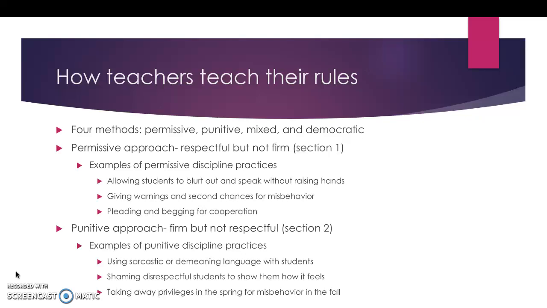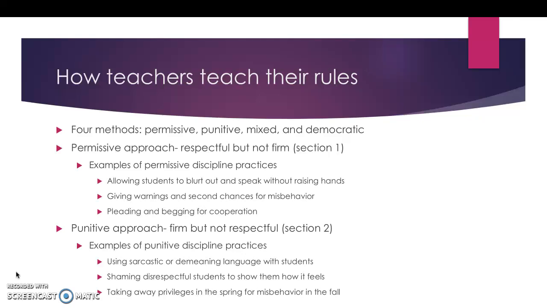If you scored the most amount of points in section 2, you use the punitive approach. The punitive approach is very firm, but is not always respectful towards the students. You see this more with men than you do with women, but all people do it. Examples of the punitive approach are using sarcasm or demeaning language. Obviously, a playful little sarcasm is not going to be that big of a deal, but if you're using it repetitively over and over again, you're using the punitive approach. Or if you shame disrespectful students for how they feel, stuff like that.